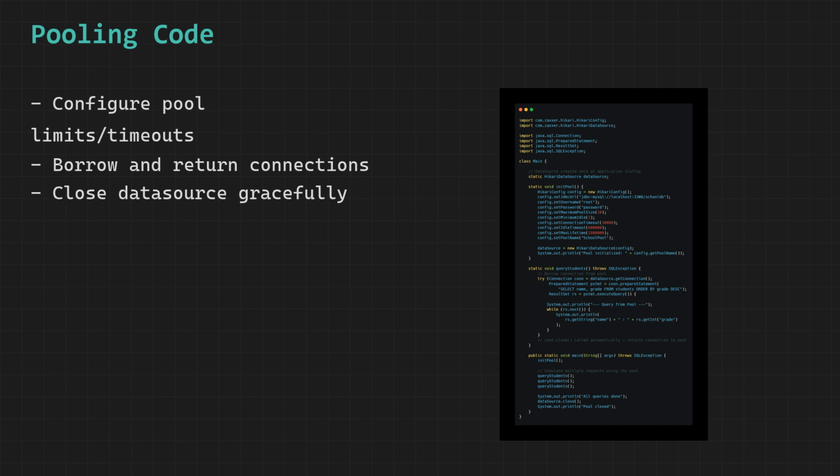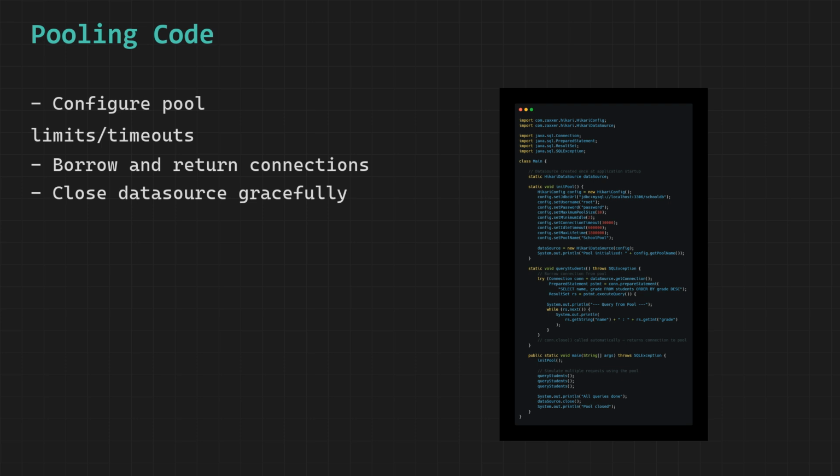setIdleTimeout of 600,000 means an idle connection is closed after 10 minutes. setMaxLifetime of 1,800,000 means a connection is recycled after 30 minutes regardless. This config is passed to HikariDataSource, which creates and manages the pool.